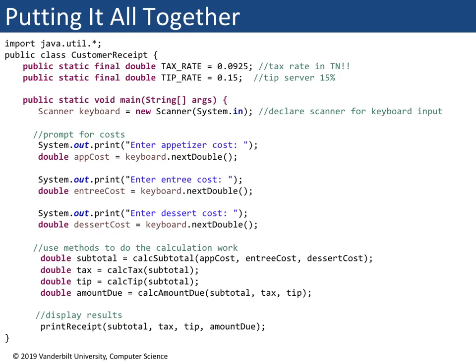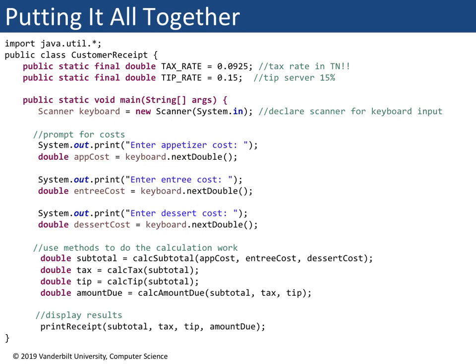So it returns a value just as we return values from methods. This returns a value, and we capture that value in app cost. Very similarly, we're going to prompt them for the entree cost. We're going to get the next double and store it in entree cost. Similarly, dessert cost: get the next double, store it in dessert cost.